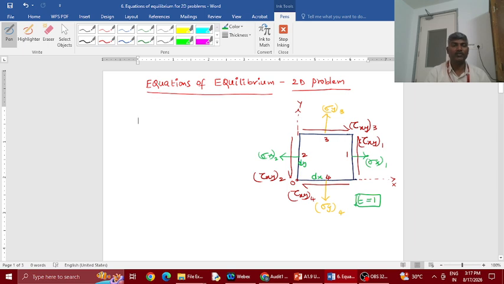Today, our discussion is equations of equilibrium for a two-dimensional problem. So you see an element here, which is two-dimensional in nature, because I have taken the plane XY for representing this element.